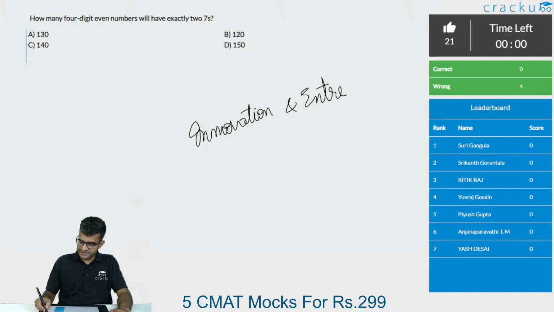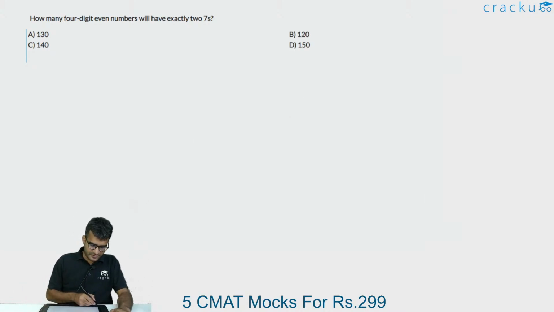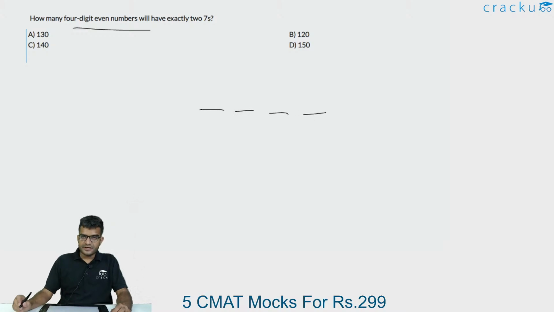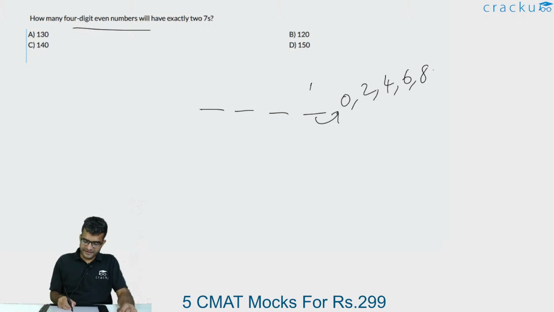Okay, let us try to answer this question. I'll come back to this question about what a student in BTech first year should do to prepare well for CAT. But let us first answer this question. How many 4-digit even numbers will have exactly 2 sevens? Now we have 4 digits. This is an even number, so the last digit will be either 0 or 2 or 4 or 6 or 8. So the last digit can be chosen in 5 ways.